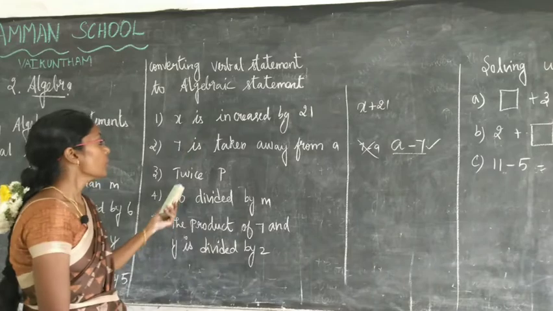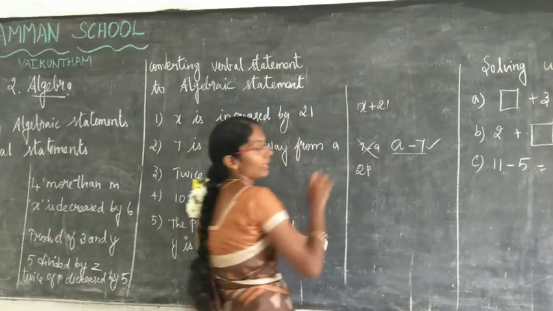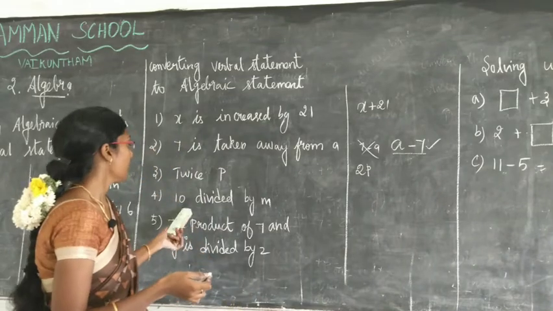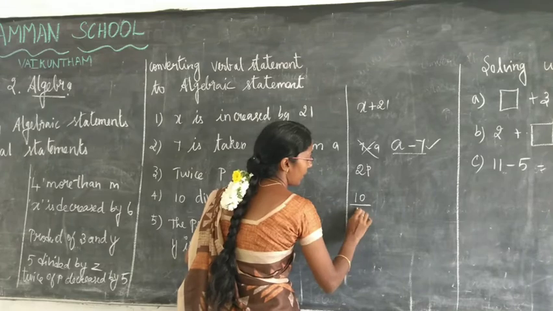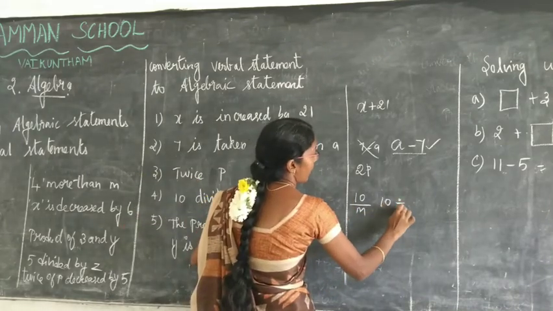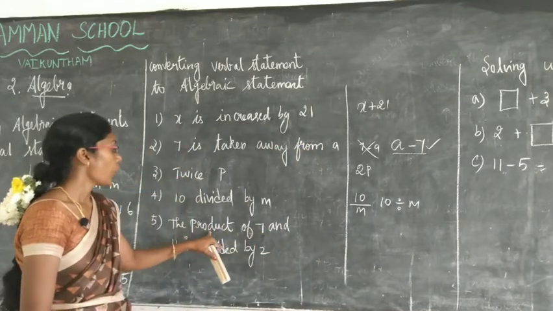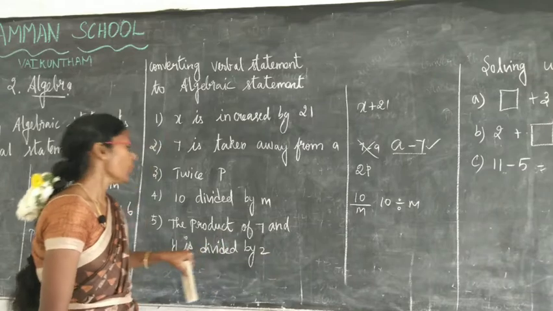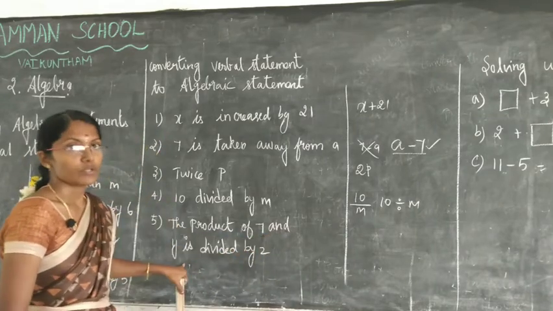Next one, twice of p. Twice of p means 2p. Next one, 10 divided by m. How will you write? 10 divided by m. Next one, product of 7 and y. Product of 7 and y. How will you write?